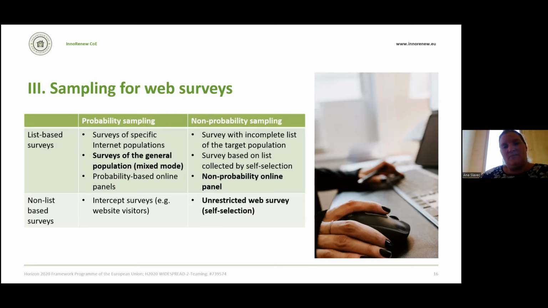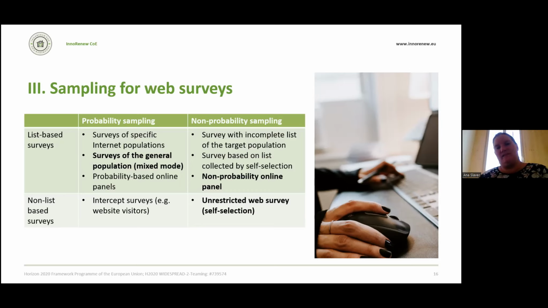So in this case, if we do a survey of the general population, we can get a sample from the statistical office, we ask them for a sample. There is a fee so that they prepare it, and you send a letter to the population, and you invite them to participate in your online survey. So this is one of the ways of doing it, the mixed surveys.